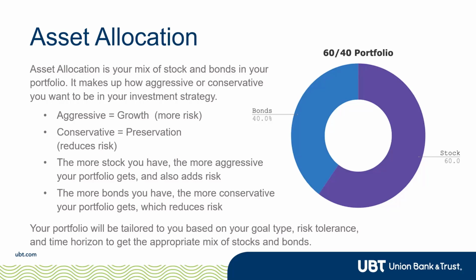The more stock you have, the more aggressive your portfolio gets. This allows for the potential for more growth over time, but also comes with more risk. The more bonds you have, the more conservative your portfolio gets. This equals preservation and reduces the risk. A portfolio with 100% stock would be considered very aggressive and have high risk, while a portfolio with 100% bonds would be very conservative and have lower risk. Your portfolio will be tailored to you based on your goal type, risk tolerance, and time horizon, to get the right appropriate mix of stocks and bonds.